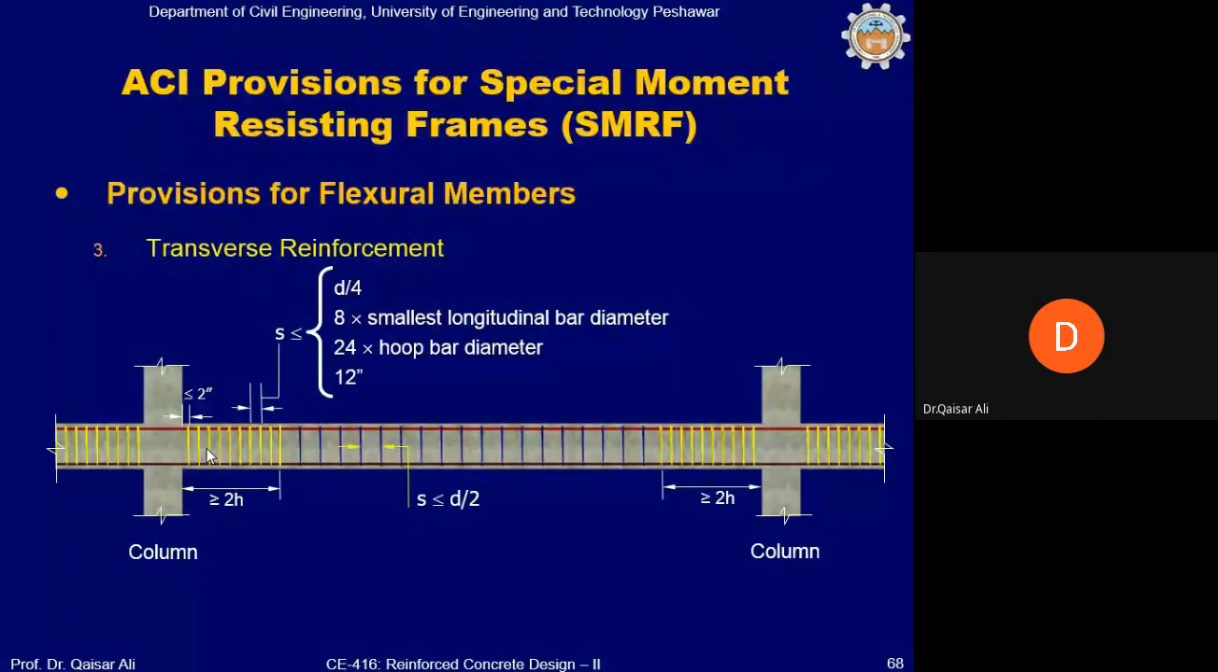If from the design spacing is more than this, we will use this spacing of the stirrup in this region of 2h, equal to the least spacing obtained from these 4 equations. Then elsewhere you can use spacing of at least d by 2, out of these regions.